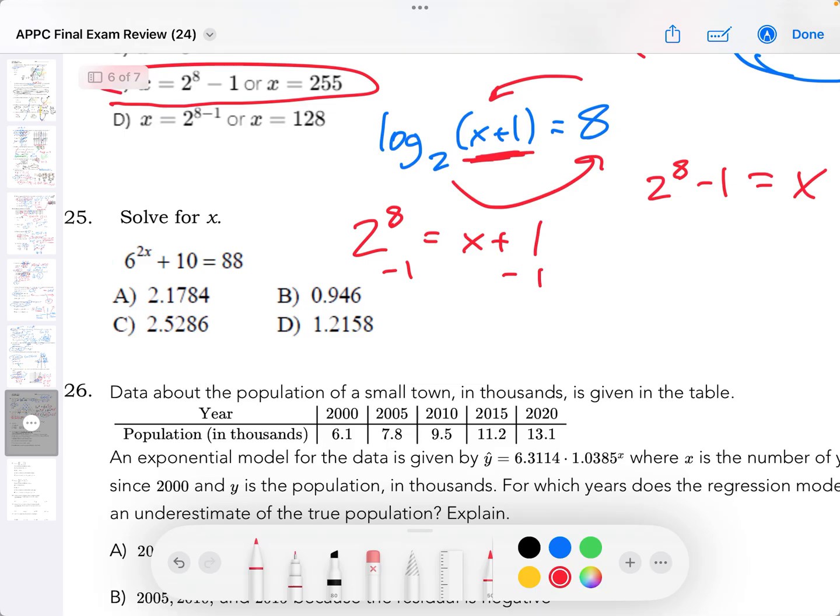All right, as we get to 25, here's one for 25.